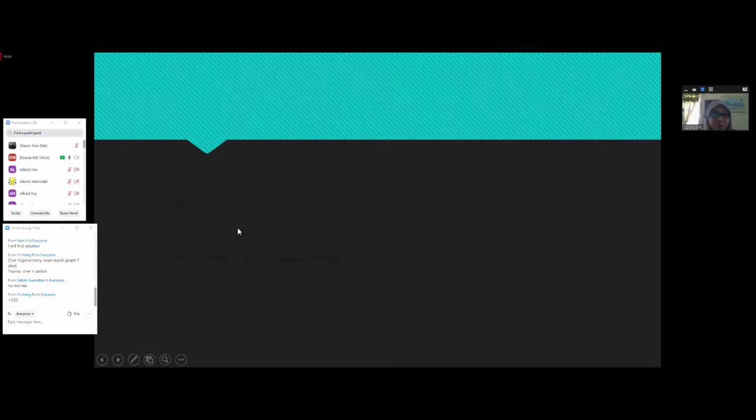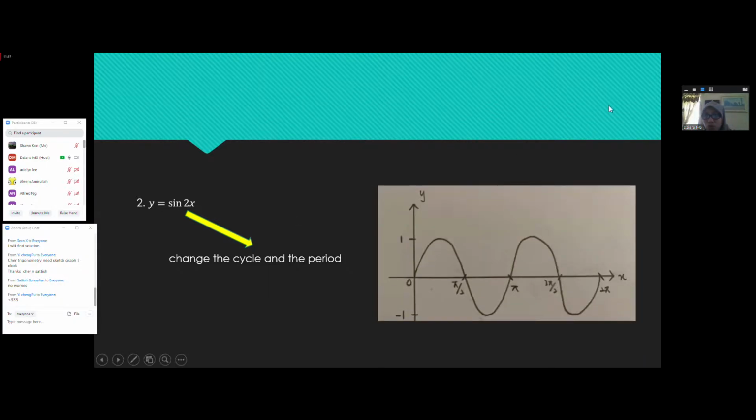If you have sine 2x, the number in your angle, inside there, that will change the cycle and the period. So you should have 2 cycles within 2 pi. So 1 cycle is 1 pi. Like this, you have 2 cycles. So if half x, meaning that it's only half a cycle within 2 pi, right?